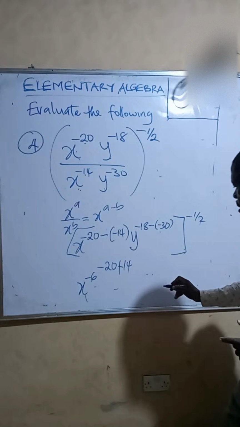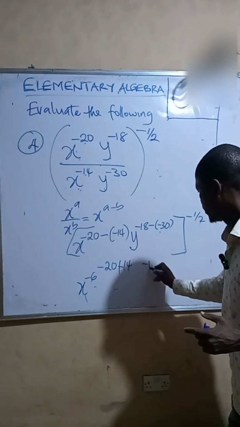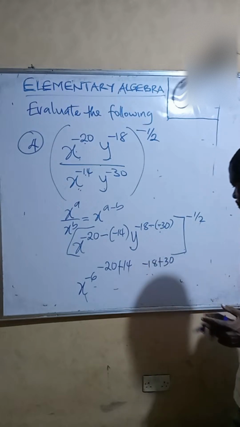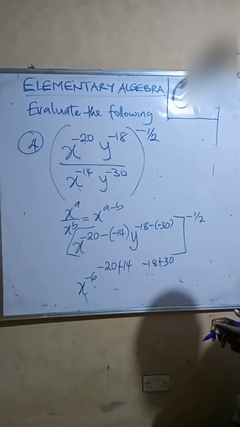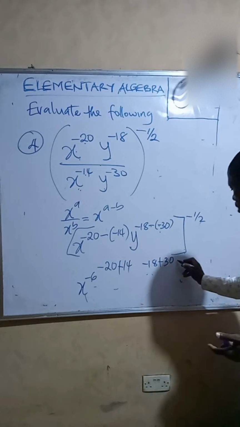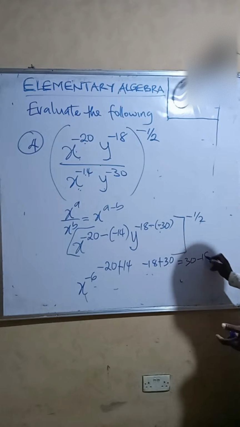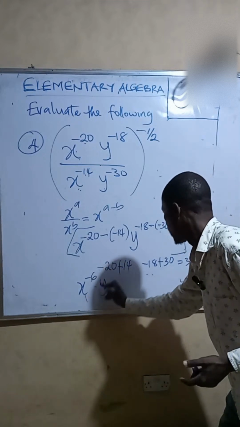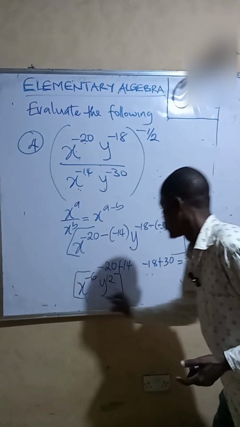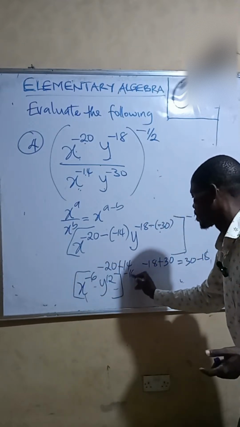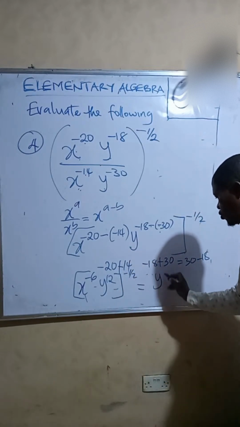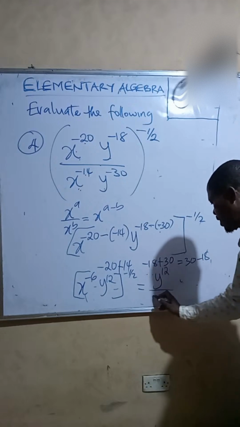Here, minus 18 minus, that's a plus 30. So that will give us what? Minus 18 plus 30, which is the same thing as what? 30 minus 18, which is 12. Y what? Y 12. Okay? Your brackets, don't forget that. Minus what? Minus half. So this will be equal to y to power 12 over x to power 6.